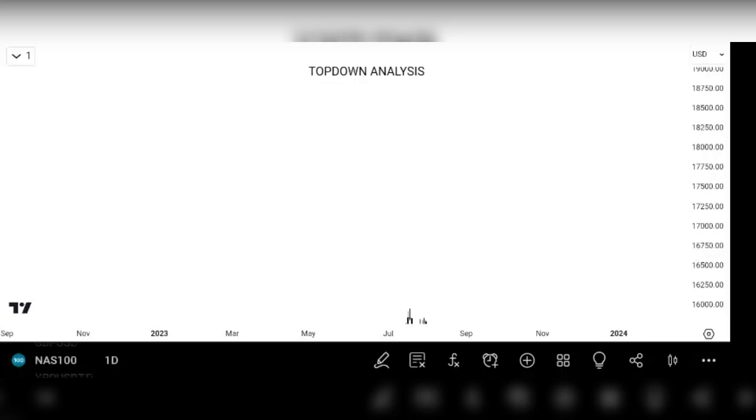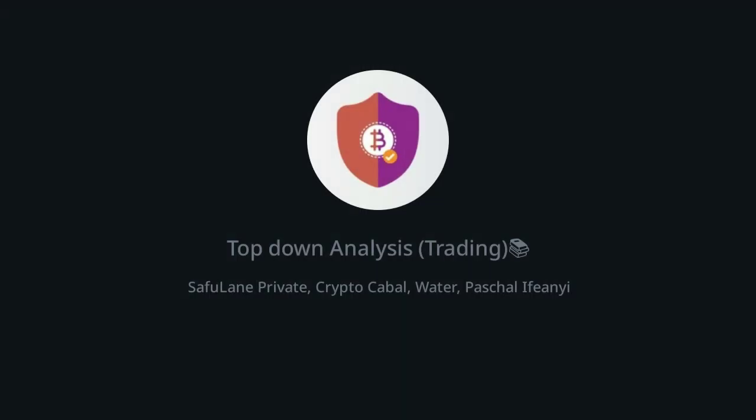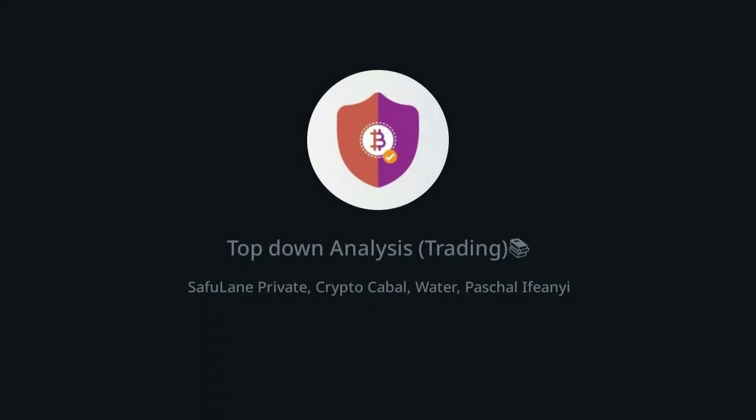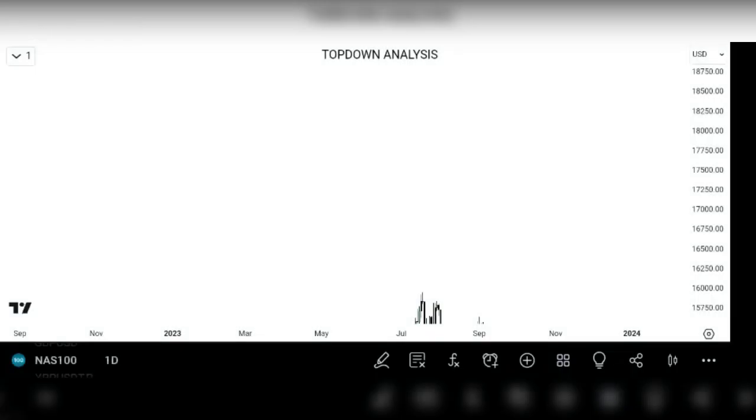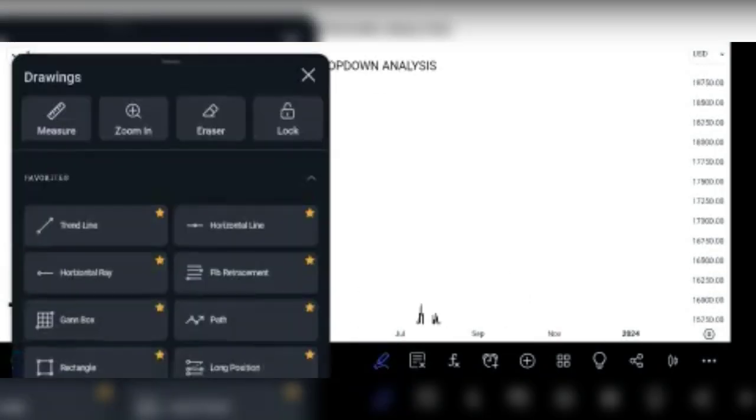So after this session, if you actually want to follow up and you are new here, it's very important for you to go and start from the first video on trading. Then you'll be able to watch up to the aspect of top-down analysis, and you'll be able to get everything together. So before we dive into the chart, let me use some form of infographics.